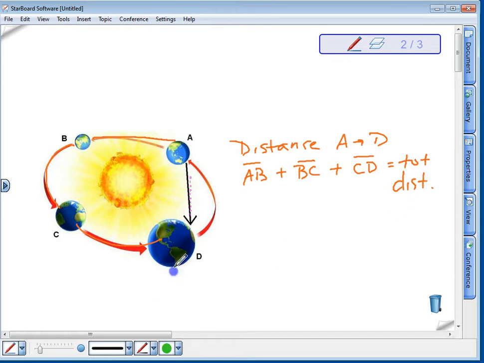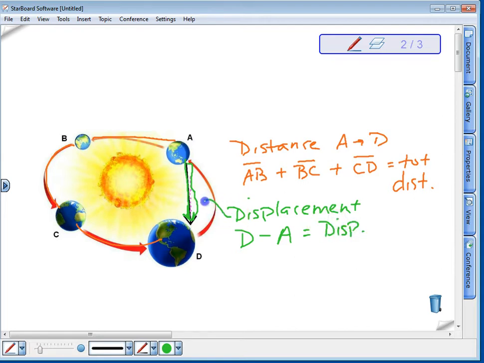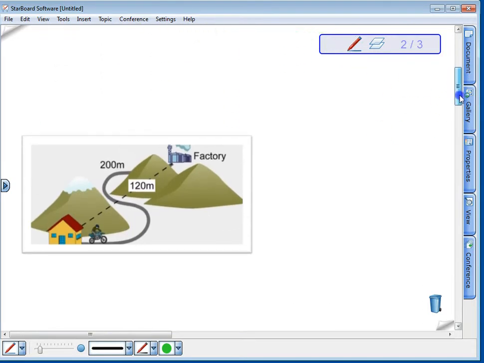If we want to know our displacement, however, it doesn't really matter how far around the Sun the Earth went. Displacement is just our position at D minus our position when we began at A. So this is our displacement. This little distance right here would be our displacement. This whole thing would be my distance, but this one little part would be my displacement.